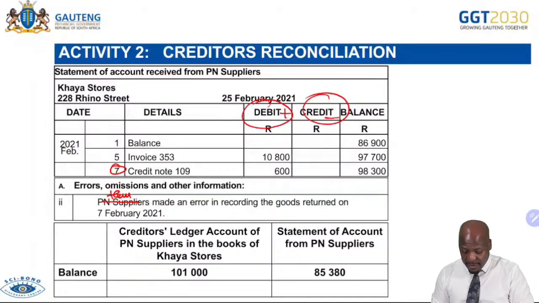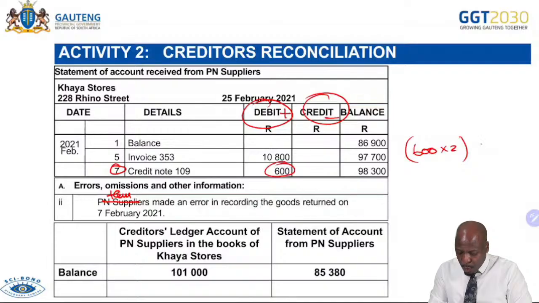What this means is we're going to come to the statement. And remember, it is your 600. So we're going to have our 600 times 2. That is your 600 times 2. That is your 1,200. So someone would have come and say, remember, this was a credit note.